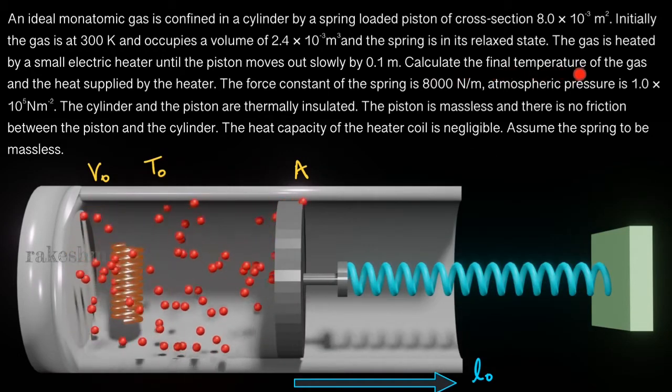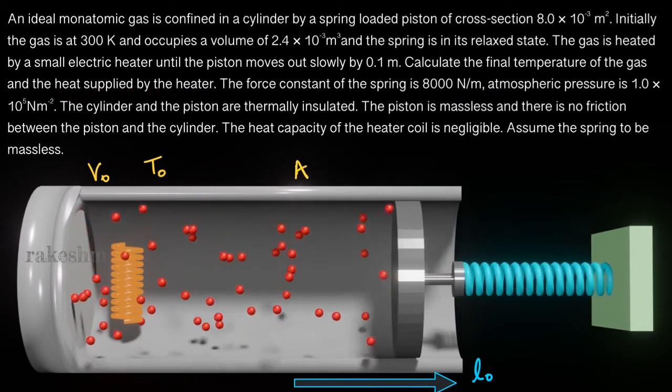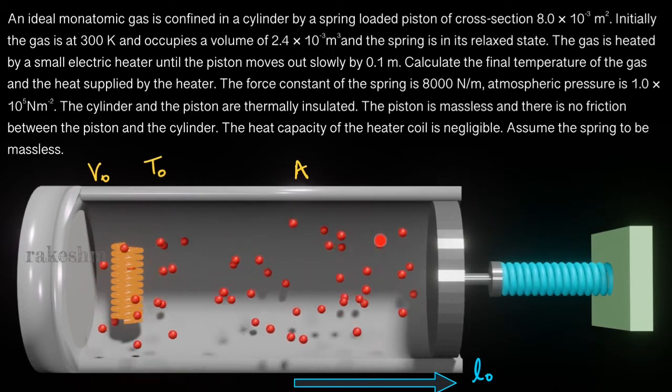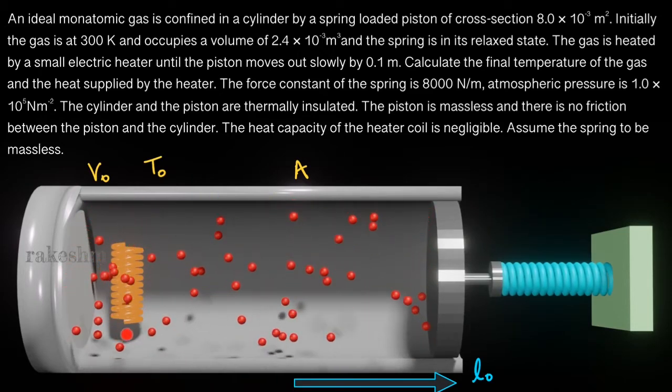Calculate the final temperature of the gas and heat supplied by the heater. So in its final state, we need to calculate the temperature of the gas and what is the total heat supplied by this heater.